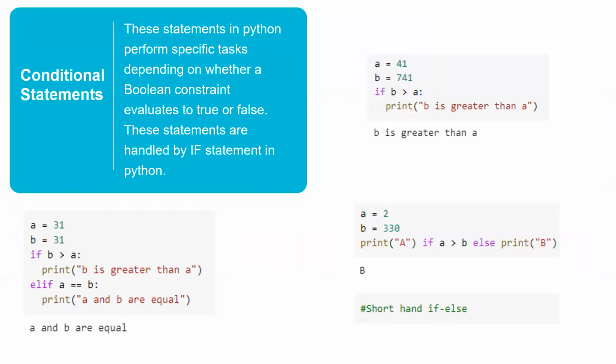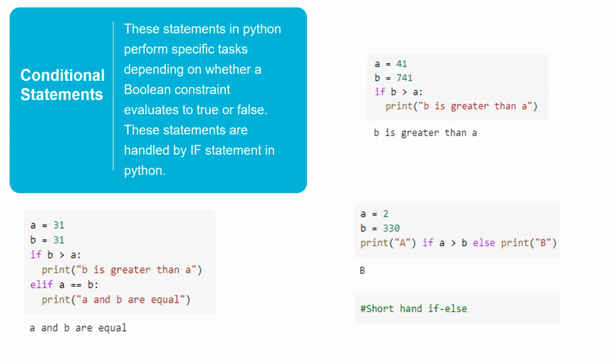Then we have conditional statements. The name itself suggests what they do. These are blocks of code that get executed only if a certain condition is satisfied. Let's take a = 41 and b = 741. It checks for the condition if b is greater than a. If the case is true, then it prints b is greater than a.